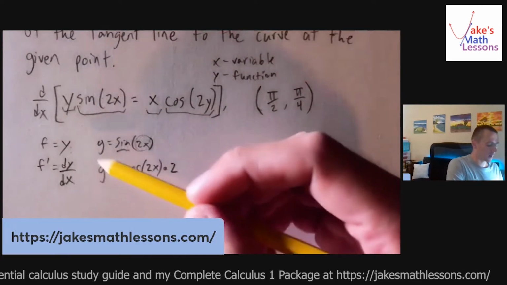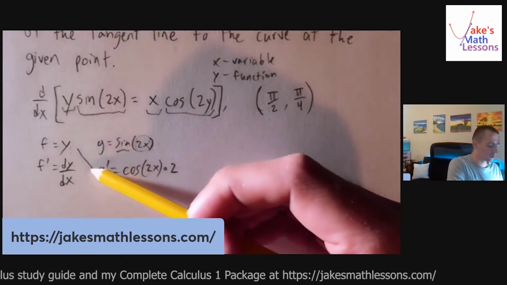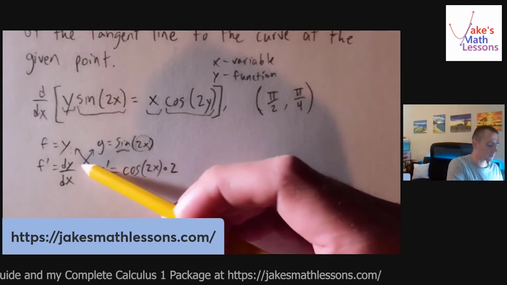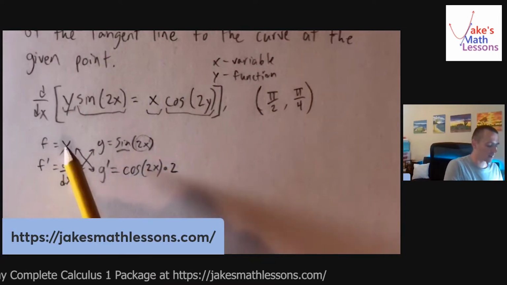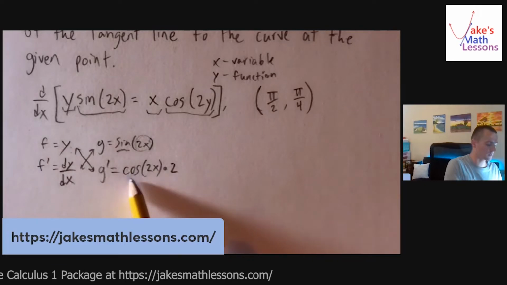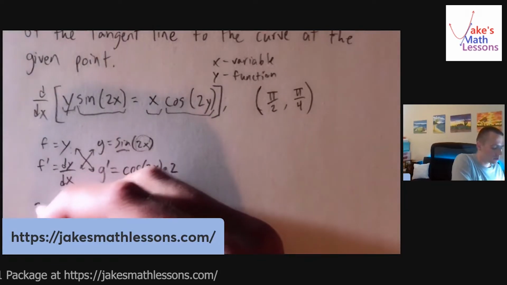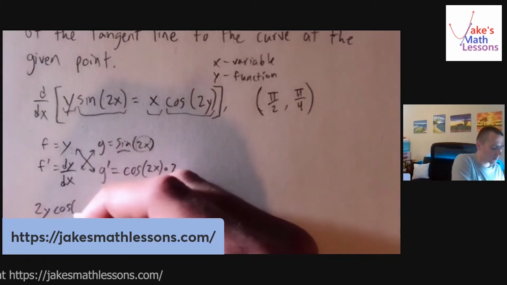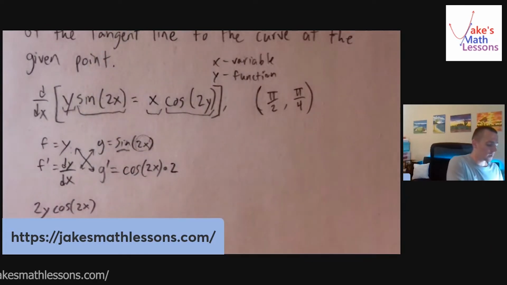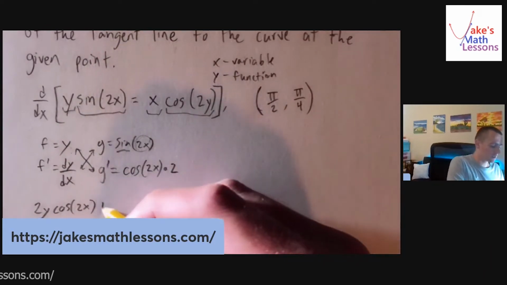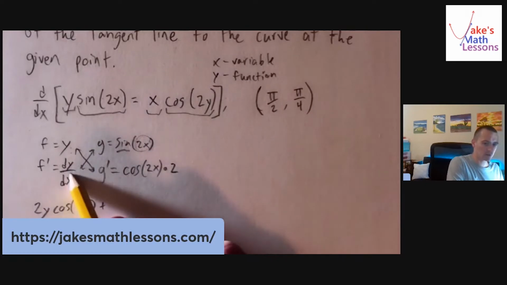And then by product rule, we have to cross multiply these and then add them together. So y times cosine 2x times 2, that'll just give us 2y cosine of 2x. And then plus sine of 2x times dy dx.